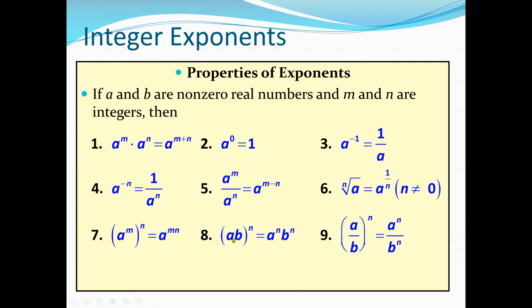Number 8, we have (ab)^n. The answer for this means the exponent n affects both a and b, so the answer will be a^n b^n. Same thing applies to division, (a/b)^n, which means the n affects both a and b. So we get a to the power n divided by b to the power n.